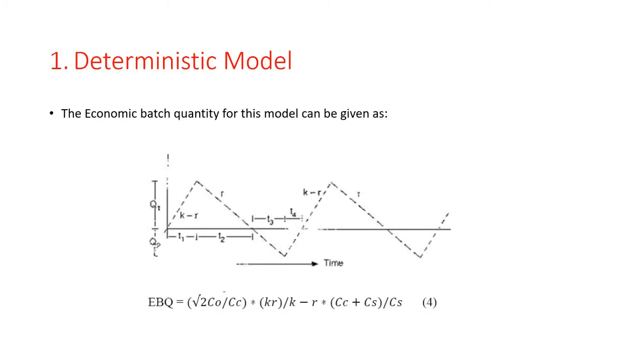Here we have the economic batch quantity for this model. We have the time periods T1, T2 and so on, and for that we have K minus R and R. This model is similar to the second type, but here some part of the graph is in the form of negative lines. Here we have T1, T2, T3, T4 also. The graph is like this, with Q1 and some order quantity sizes and time.